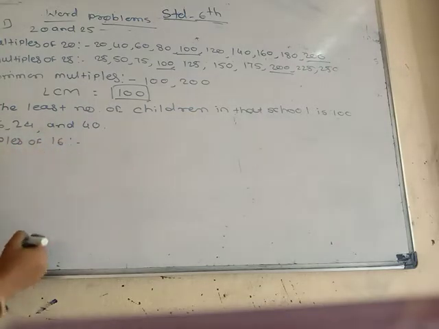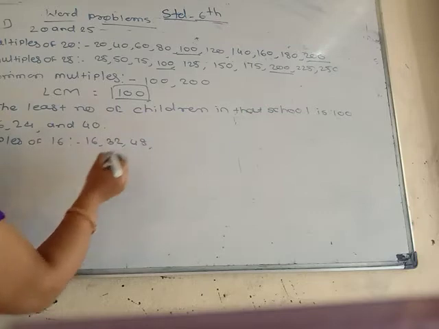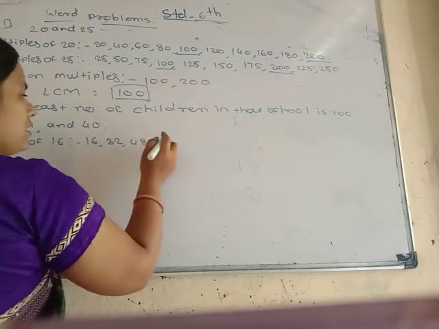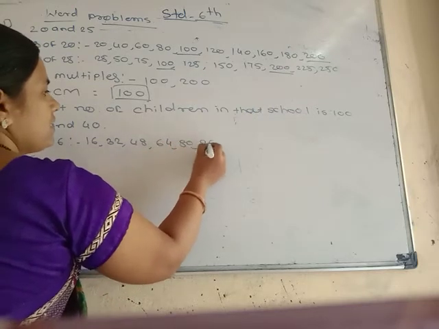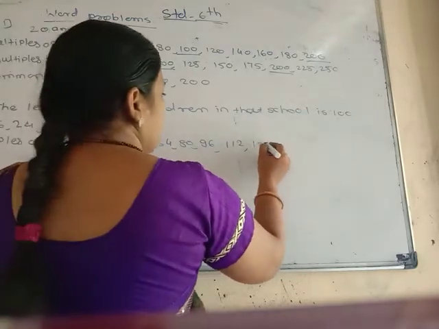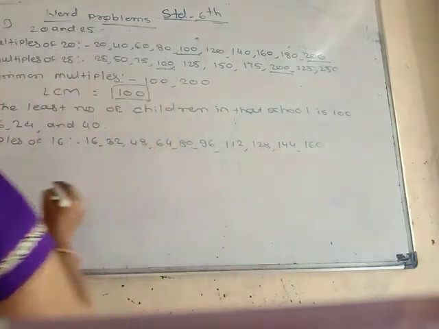16. Write this 16 table. 16 1 is 16, 16 2 is 32, 16 3 is 48, 16 4 is 64, 16 5 is 80, 16 6 is 96, 16 7 is 112, 16 8 is 128, 16 9 is 144 and 16 10 is 160.